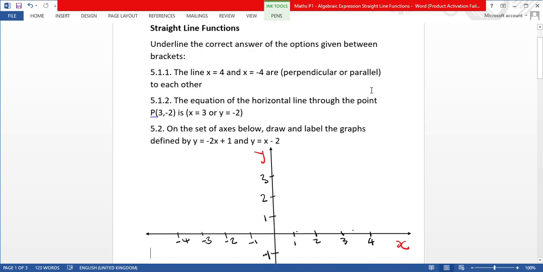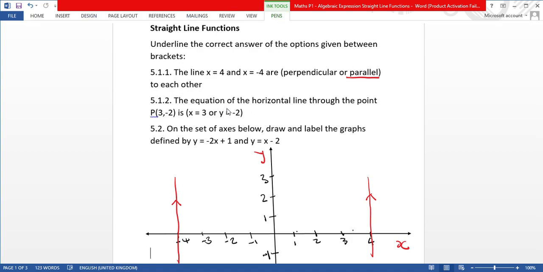Okay, let's first start by visualizing, because when you're dealing with mathematics, it's actually a science of visualizing. So let's plot the line x equals 4. The line will be like that, and then x equals minus 4 will cut vertically at minus 4. So basically these lines are parallel. As you can see, they're not perpendicular. So we're going to underline parallel as the correct answer.